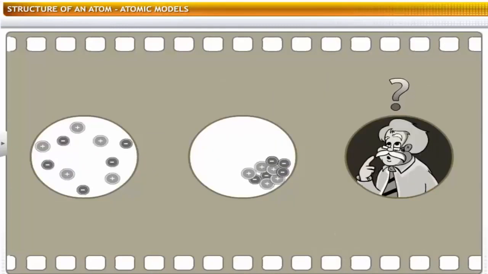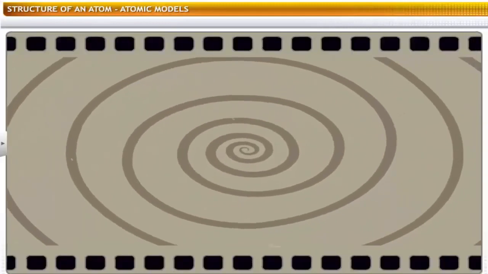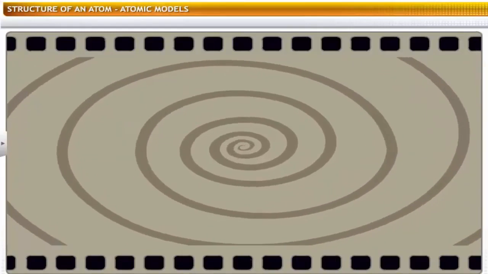Are the charged particles arranged in any particular manner? Are the charged particles spread throughout the atom, or are they concentrated in one place? To answer these questions, let's go back in time.